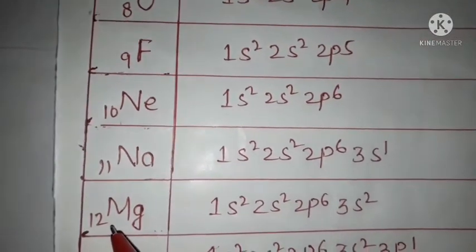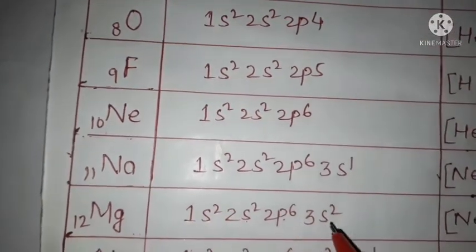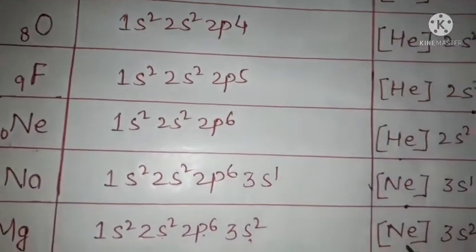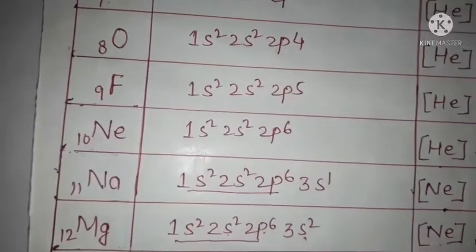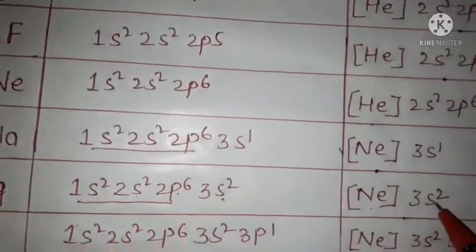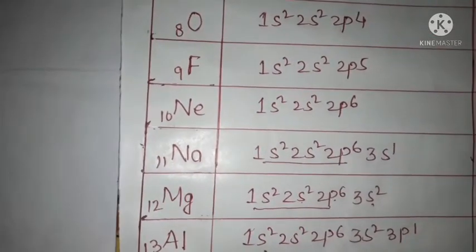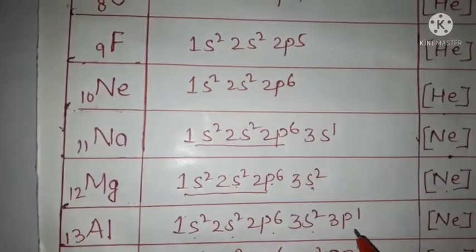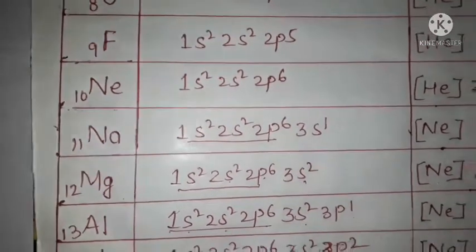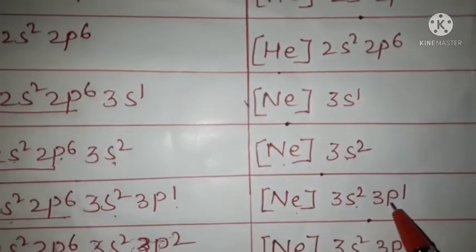Now Z of magnesium is 12, so we write 1s2, 2s2, 2p6, 3s2. Now in short form neon 3s2. Here that is equal to neon, so we write Ne 3s2. Now Z of aluminium is 13, so we write 1s2, 2s2, 2p6, 3s2, 3p1. So we write neon 3s2, 3p1.